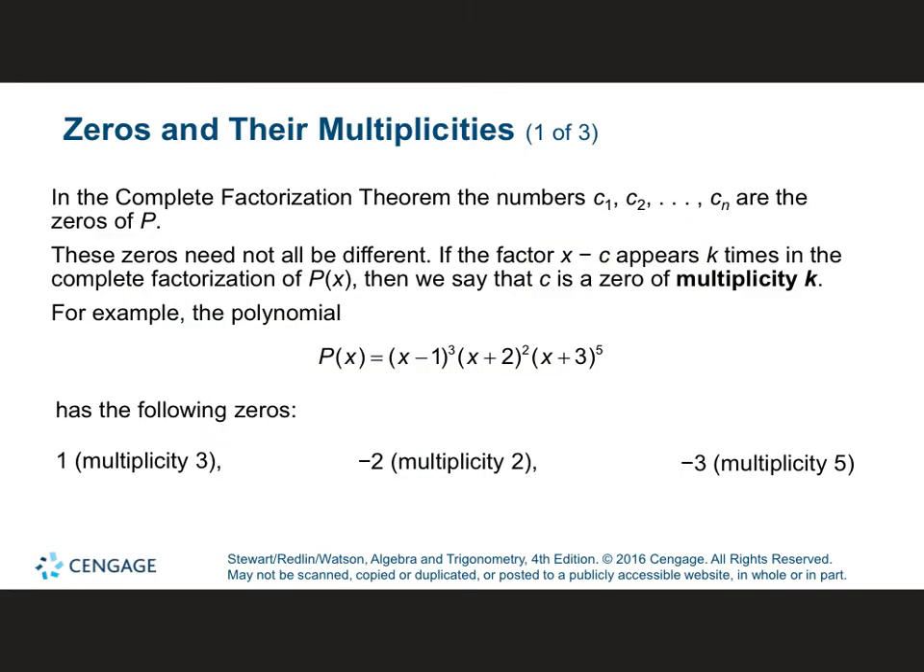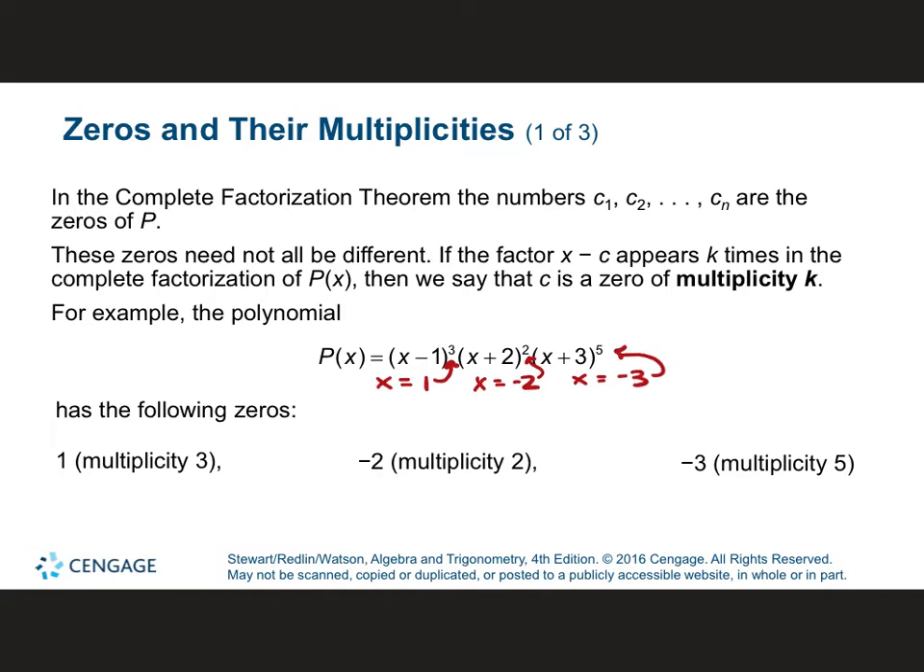For zeros and multiplicity, whenever you have answers that occur more than once, like if you're given an equation like p of x is equal to (x minus 1) cubed times (x minus 2) squared times (x plus 3) to the 5th power, you have an answer more than once. This is telling you literally that x is equal to 1 three times, x is equal to 2 two times, and x is equal to negative 3 five times.